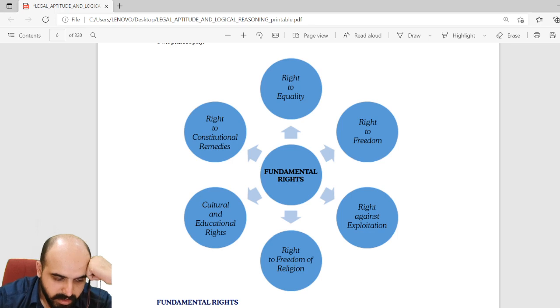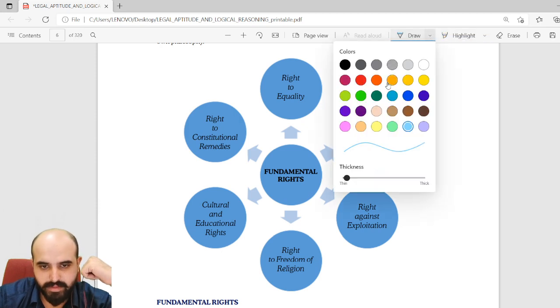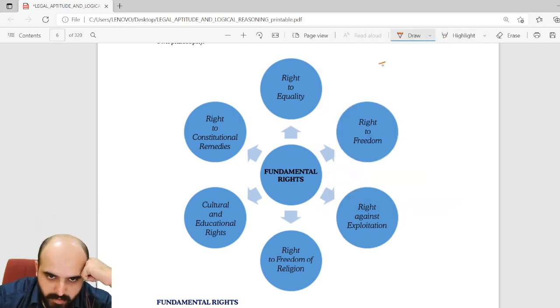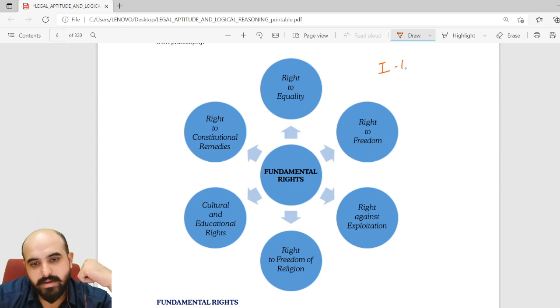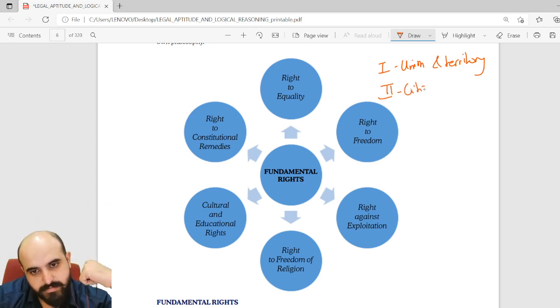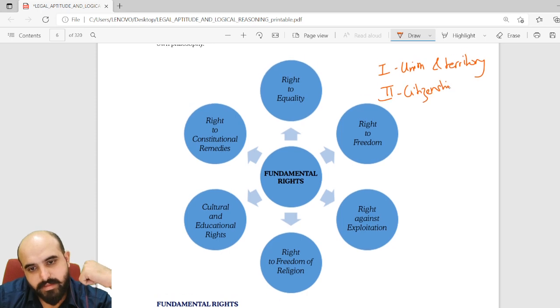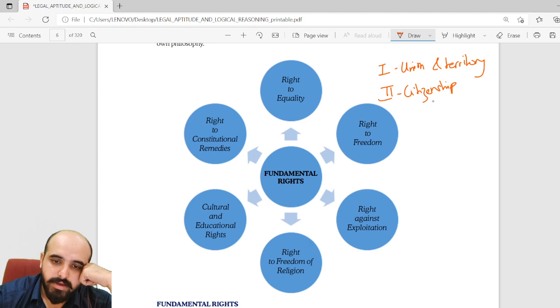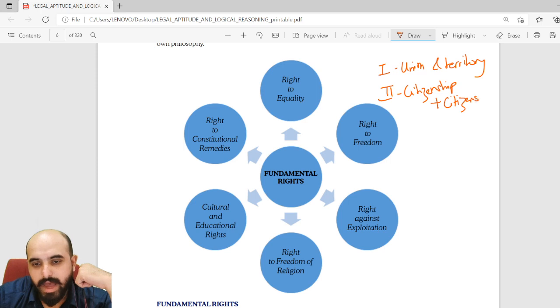Guys, the constitution is divided into 25 parts and it has 12 schedules. Part 1 talks about union and its territories. Part 2 talks about your citizenship. Now for citizenship, you need to read it with the Citizenship Act.